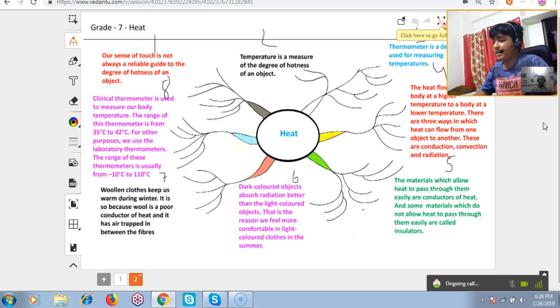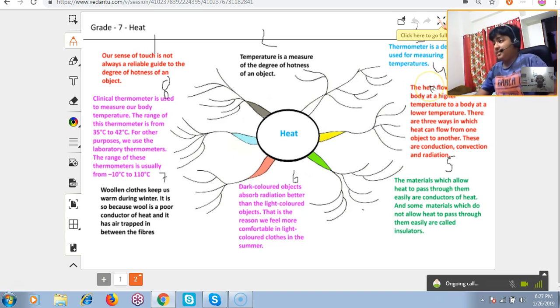Not only that, but a thermometer also has many more features. It has a Celsius scale and can be measured in Fahrenheit. It uses mercury, and there are two types of thermometers: clinical thermometer and laboratory thermometer, which we'll be learning later.